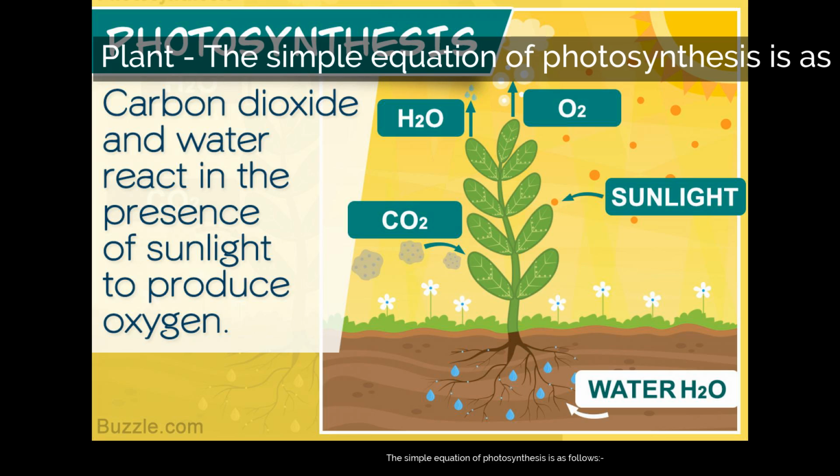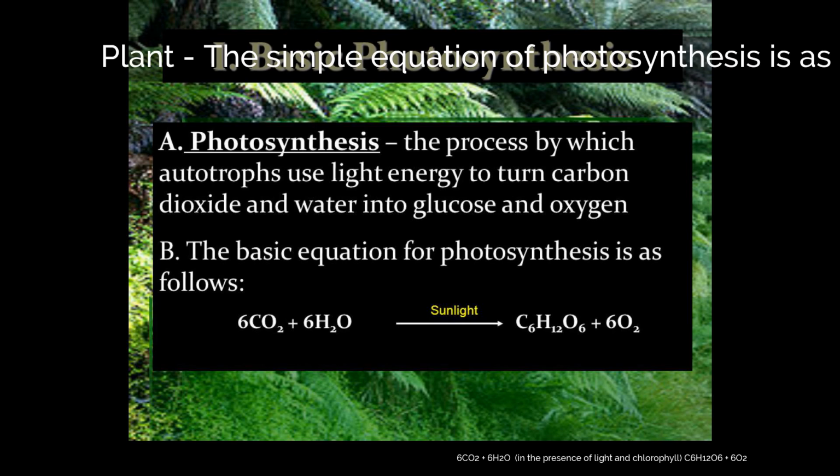The simple equation of photosynthesis is as follows. 6CO2 plus 6H2O, in the presence of light and chlorophyll, yields C6H12O6 plus 6O2.